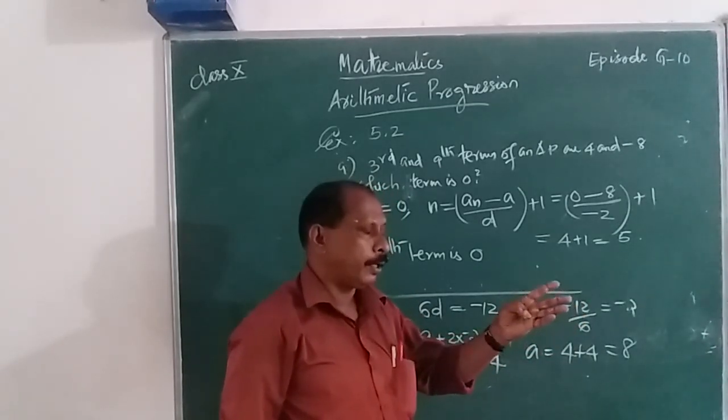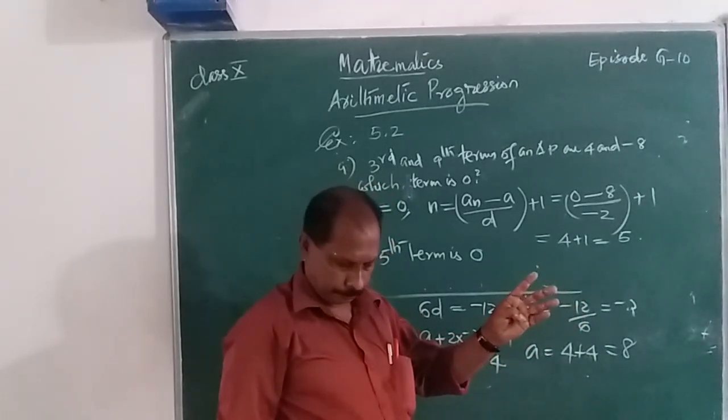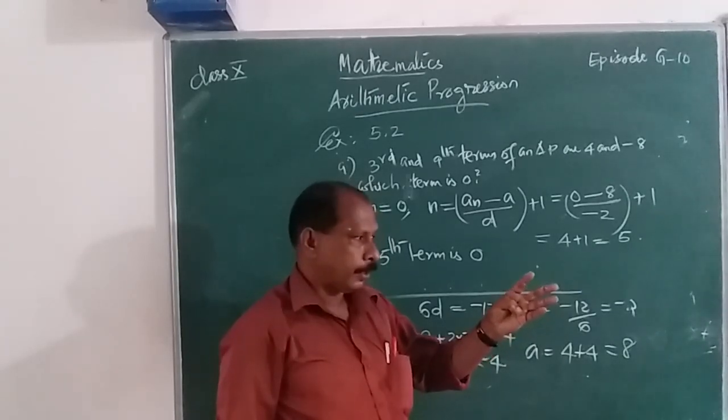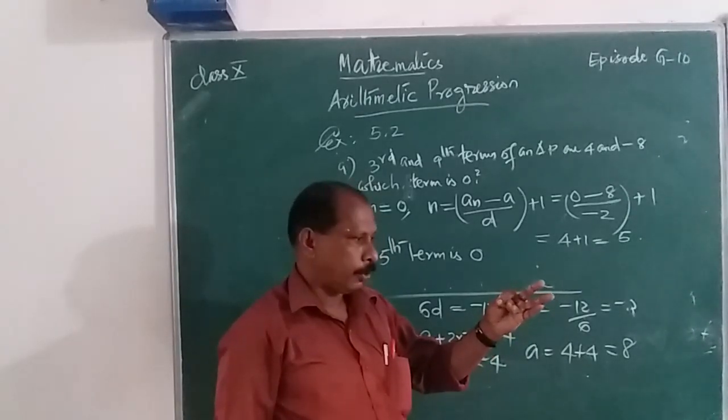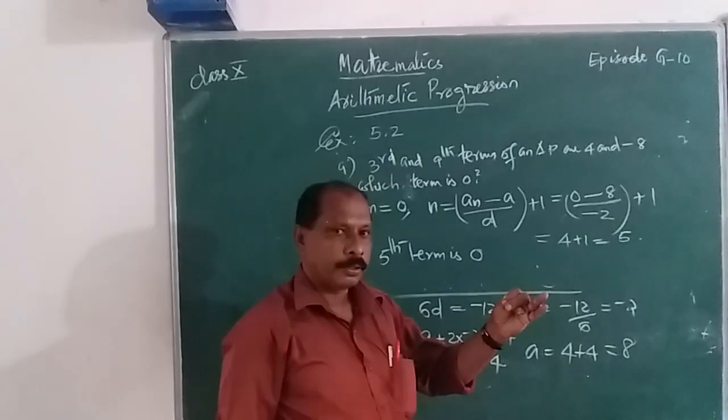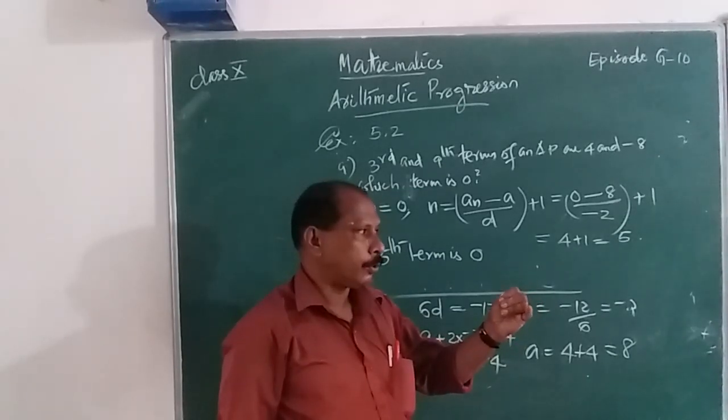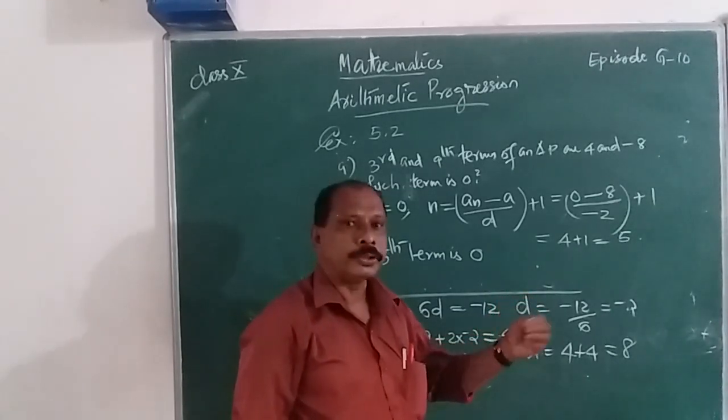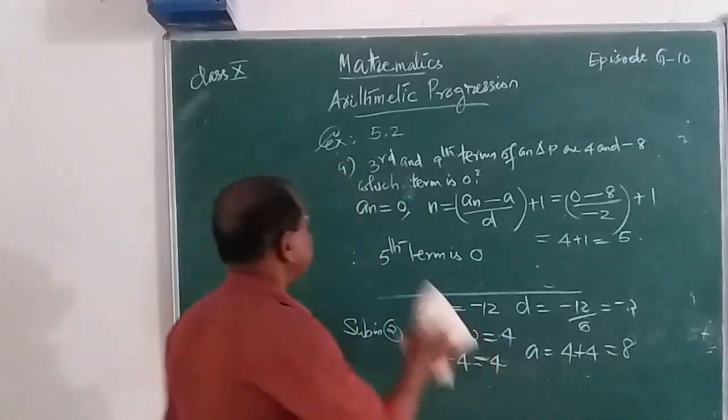Okay. Listen, A is 8, D is minus 2. Therefore, second term 8 minus 2, that is 6. Third term 6 minus 2, that is 4. Fourth term 4 minus 2, 2. And the fifth term 2 minus 2, 0. That is the answer.